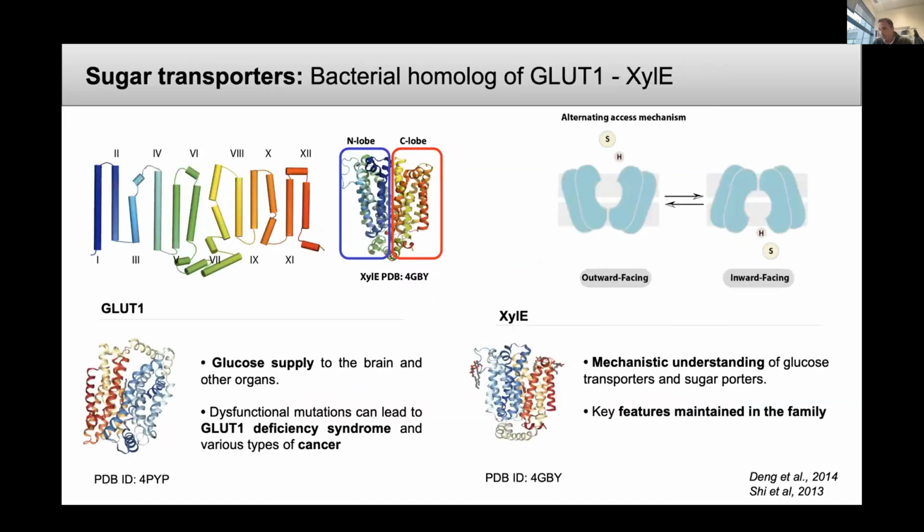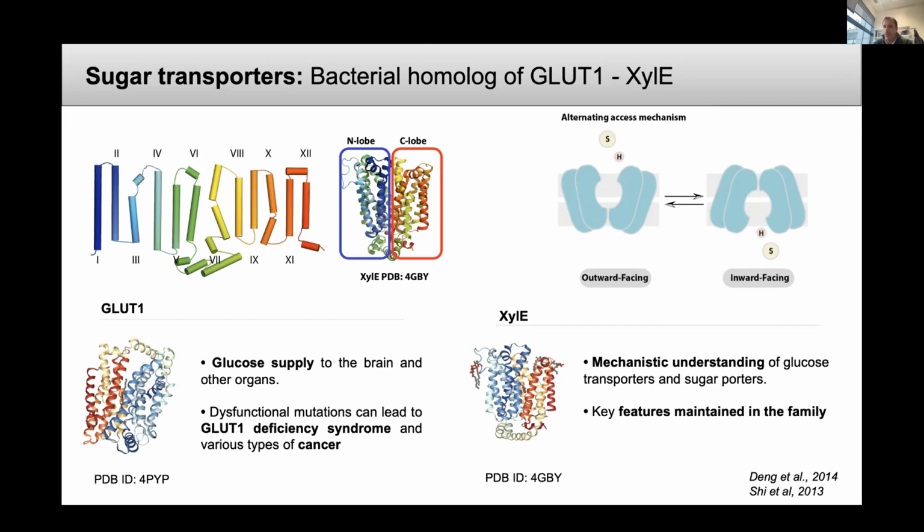But I will move on to some examples that we have studied in my group over the last few years. One of the key proteins that we've been using a lot for developing our tools and methods, but also for understanding mechanistically how membrane proteins work, is the XylE transporter. As I said, this is a transporter which transports xylose from one side of the membrane to the other. In order to facilitate this transport, there is also some proton gradient involved.